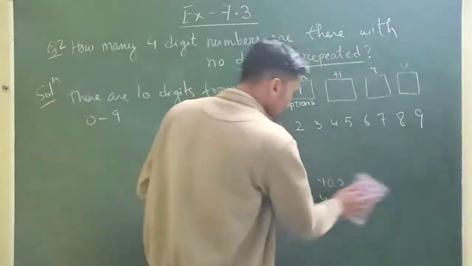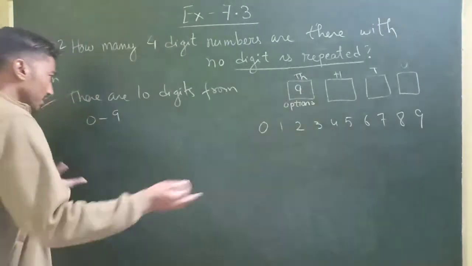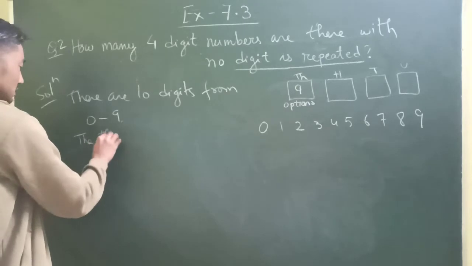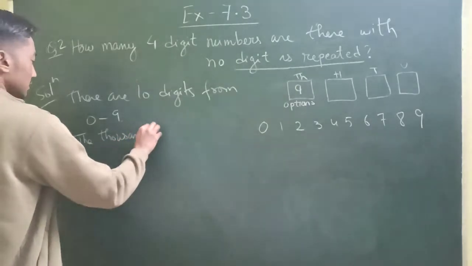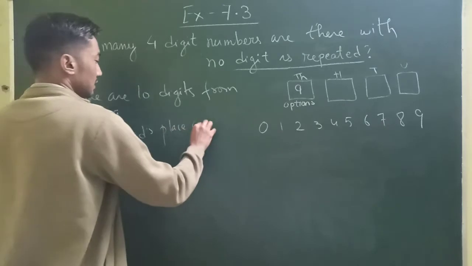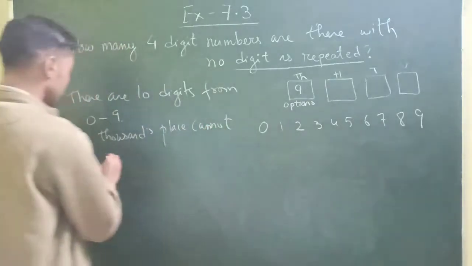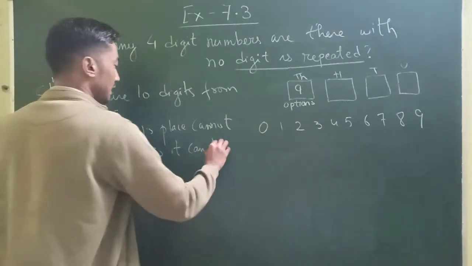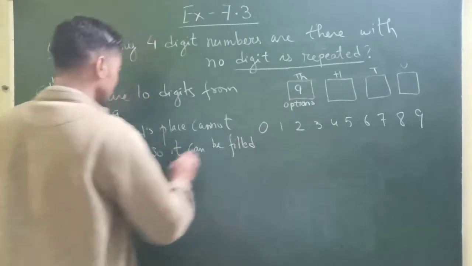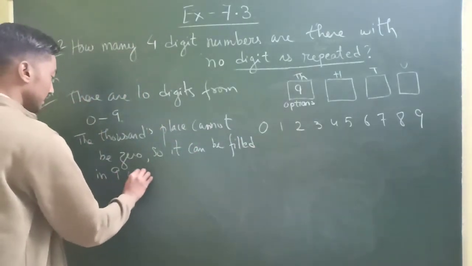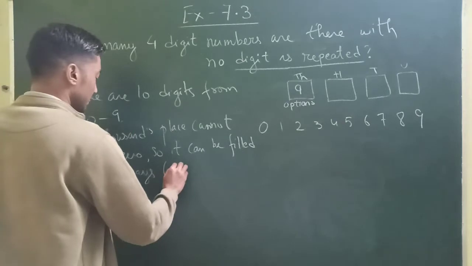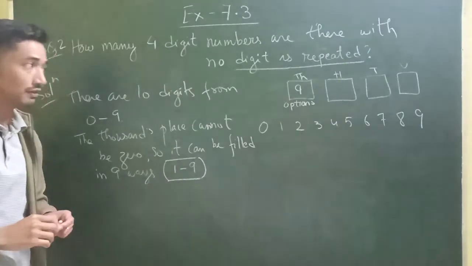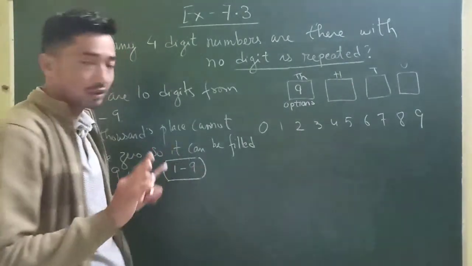So we can write some restrictions. Write along with me quickly. The thousands place cannot be 0. So it can be filled in 9 ways, like 1 to 9. This is just for you, okay? It can be filled in 9 ways. Now that's sorted out, fine.